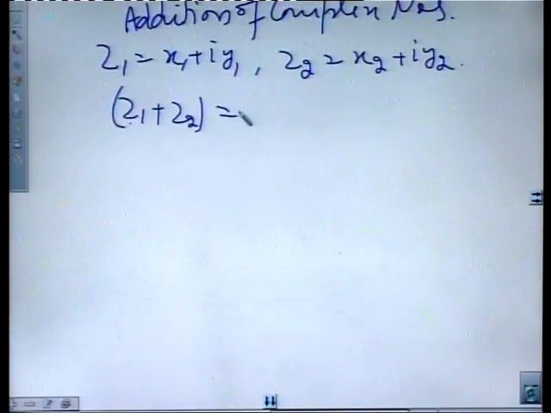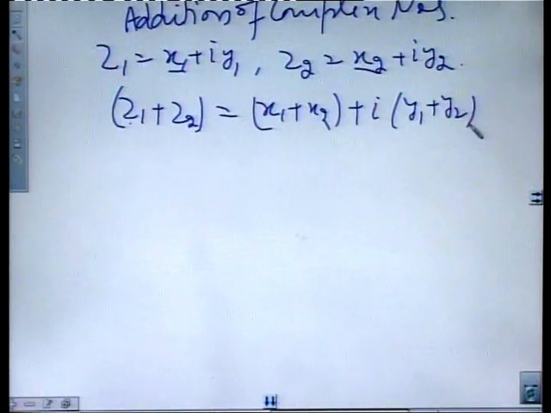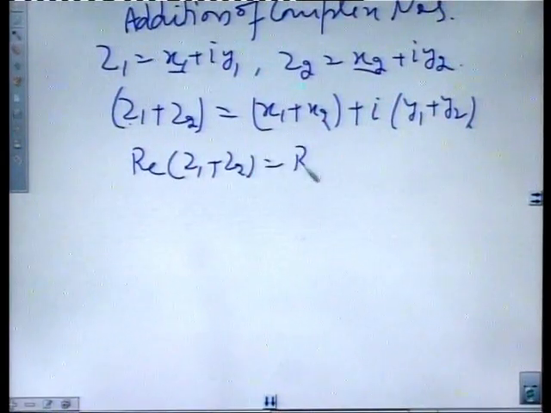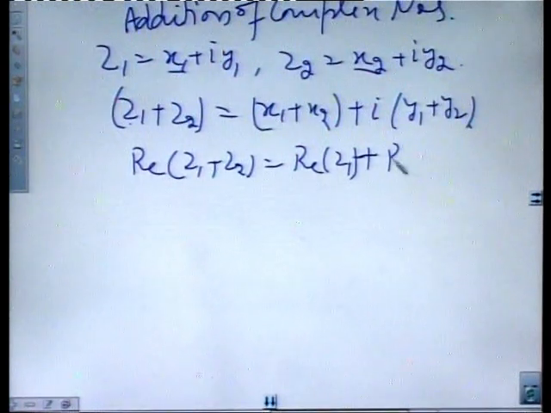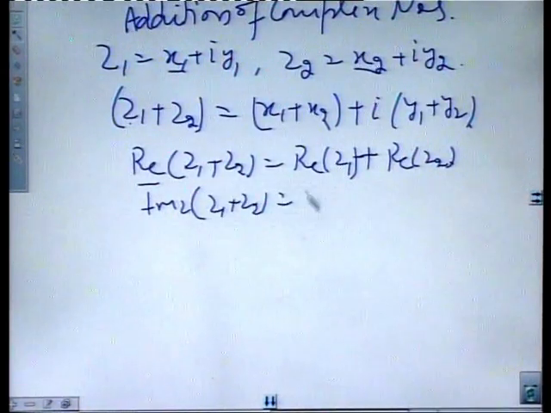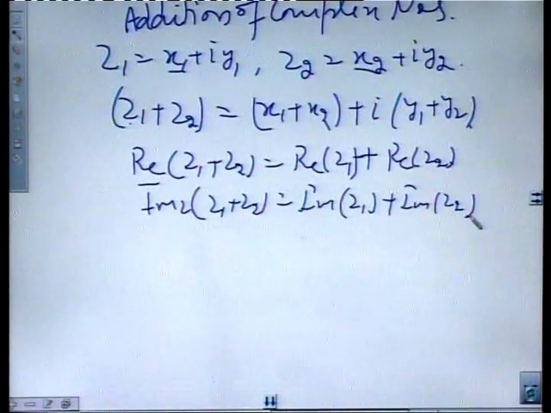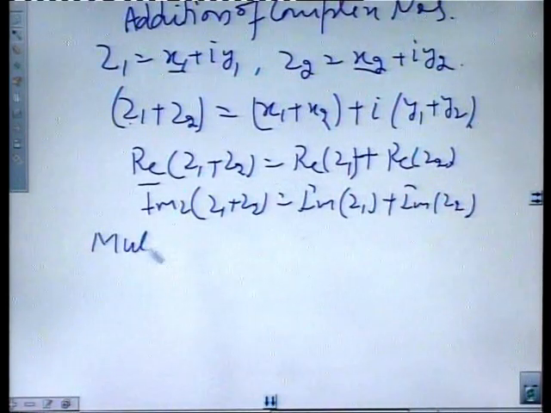How do we do addition? Simply add the real part to the real part and the imaginary part to the imaginary part. So addition of complex numbers is again a complex number. Clear? So the real part of Z1 plus Z2 is actually real part of Z1 plus real part of Z2. Similarly, the imaginary part of Z1 plus Z2 is imaginary part of Z1 plus imaginary part of Z2. Clear? Now, multiplication of two complex numbers.